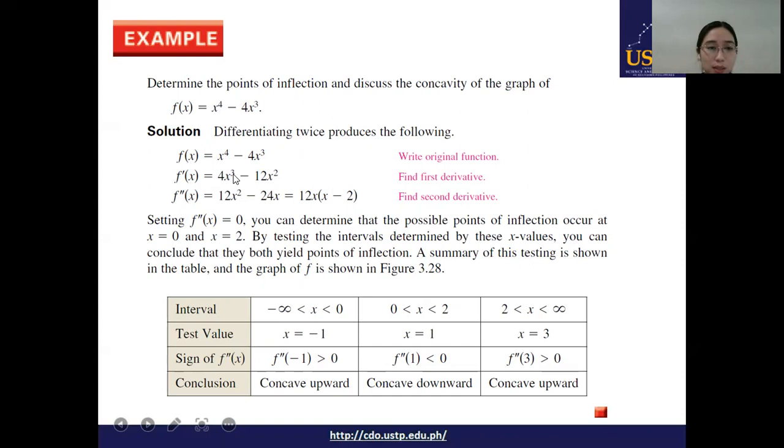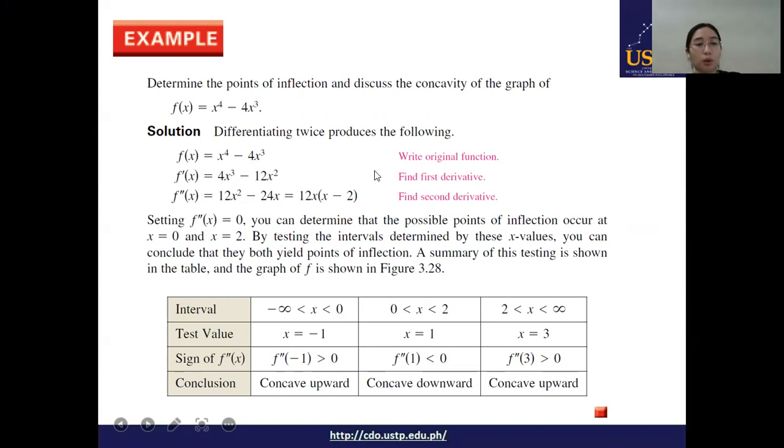So now 4 times 3, which is 12, x to the power of 3 minus 1, which is 2, minus 12 times 2, 24, x to the power of 2 minus 1, which is 1. By simplification and factoring, we have 12x times the quantity x minus 2. Therefore, our roots are 0 and 2.